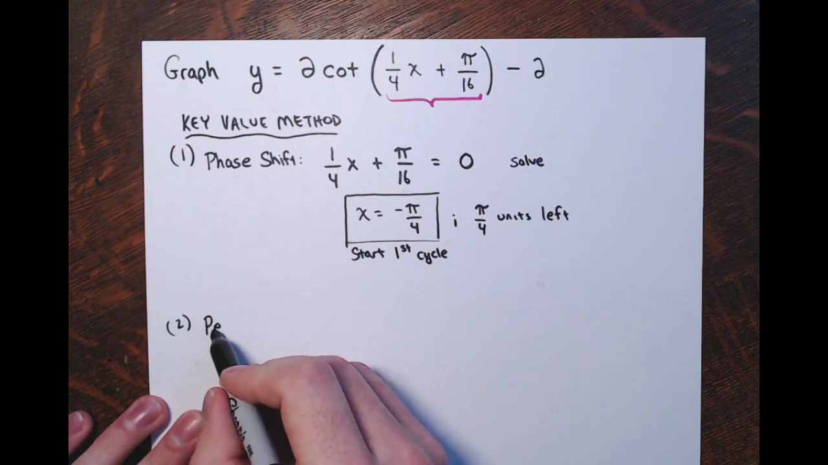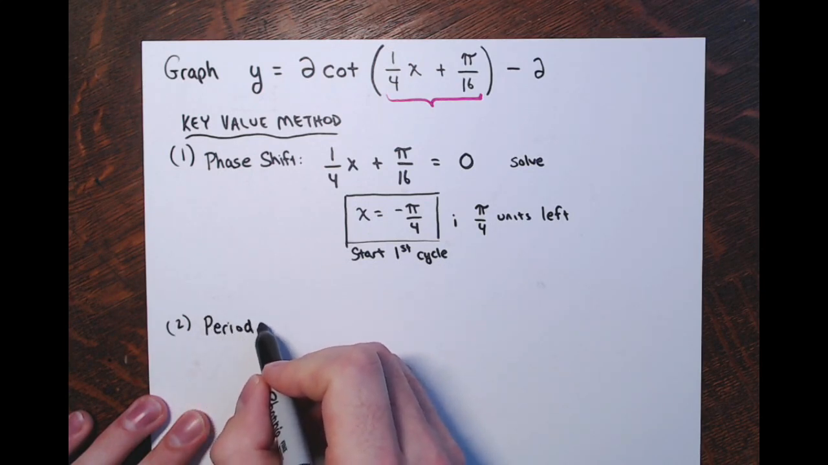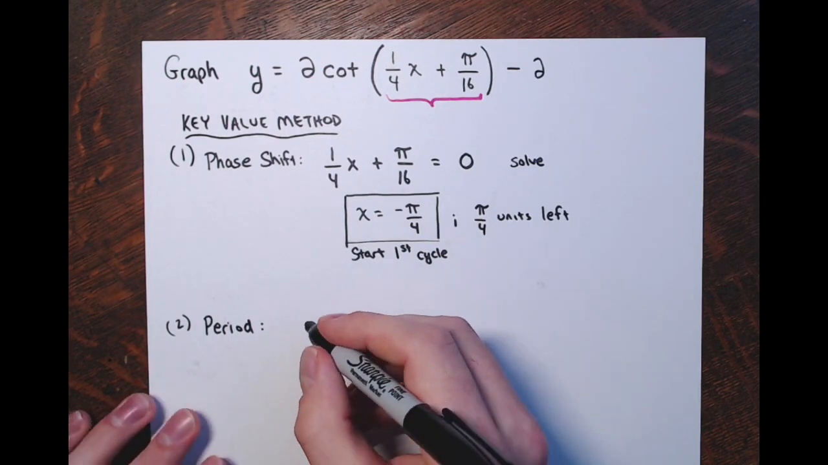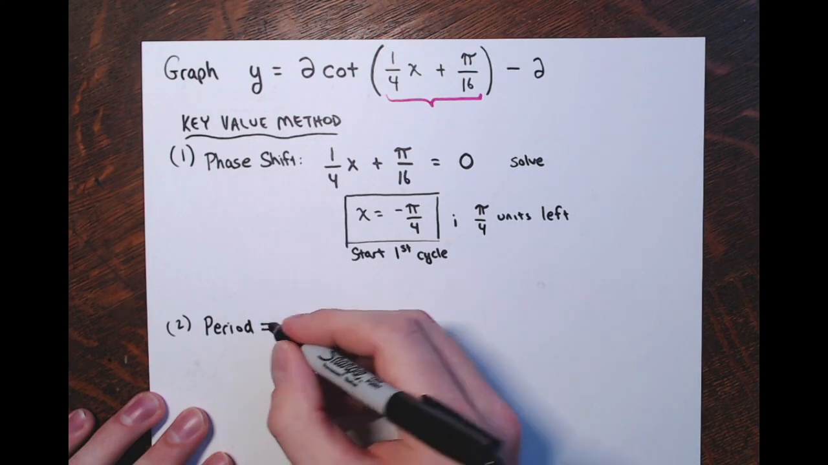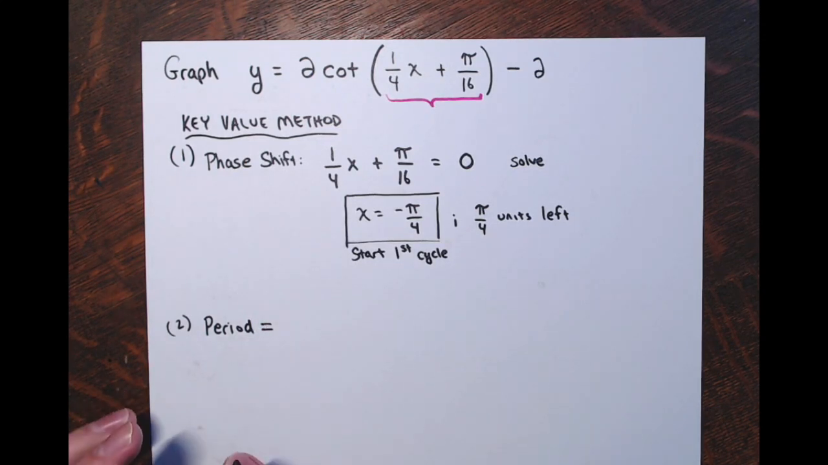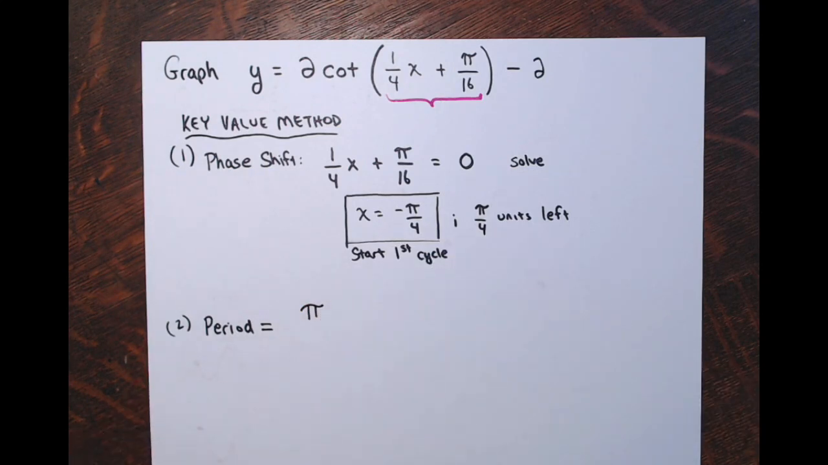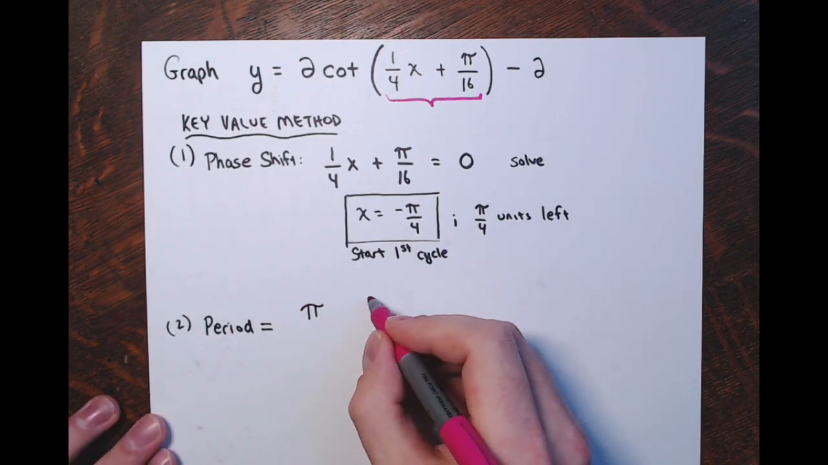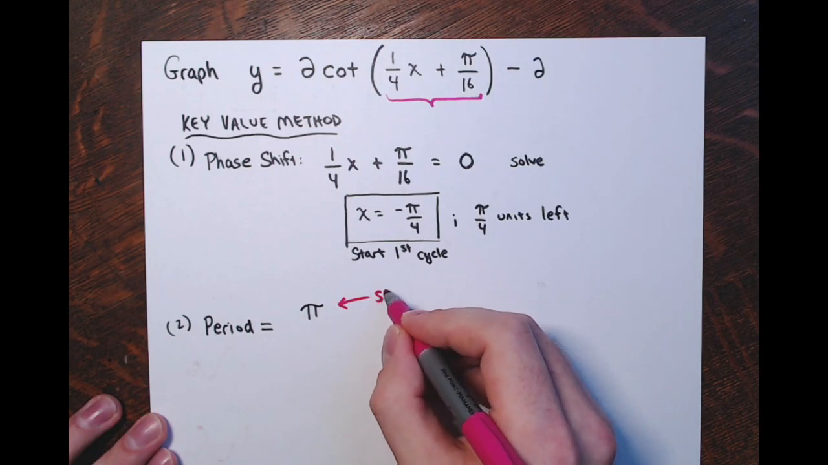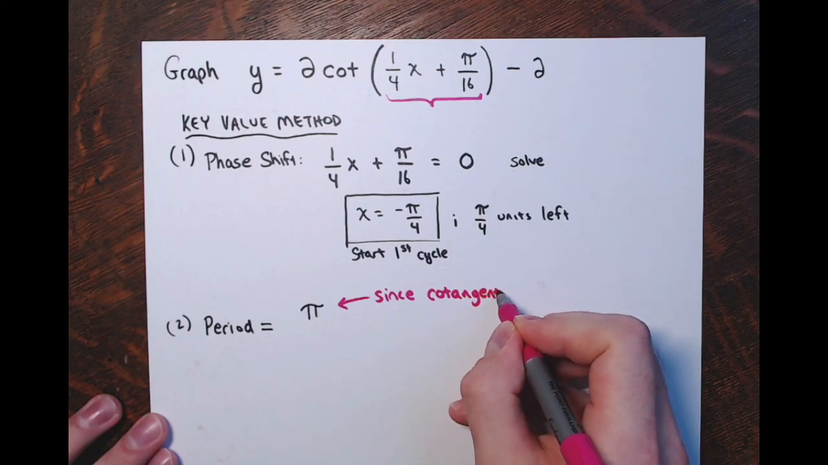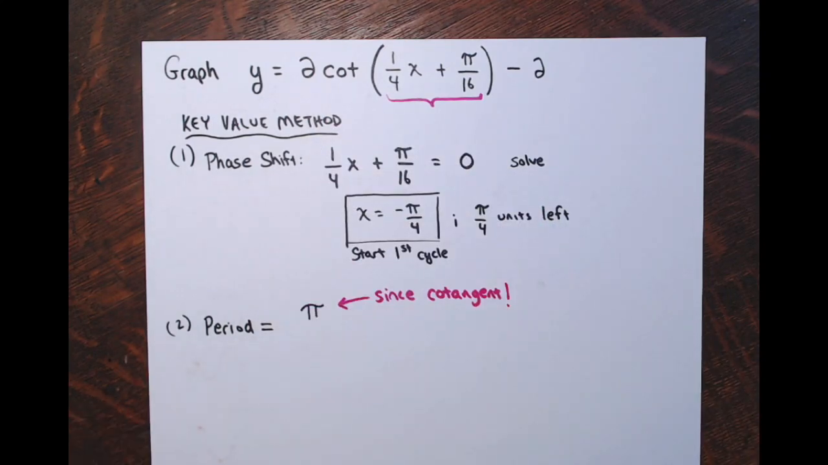Next, I'm going to determine the period, right? How long is this one cycle I'm trying to draw? All right, so the period, when it was sine and cosine, I had a numerator of 2 pi. But for tangent and cotangent, the numerator will be pi, because this is a cotangent function. Tangent and cotangent have a period of pi normally.